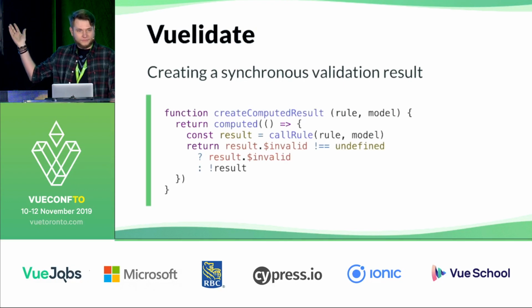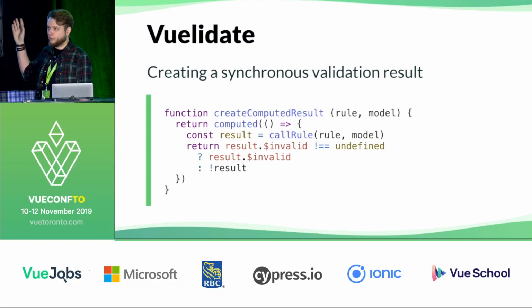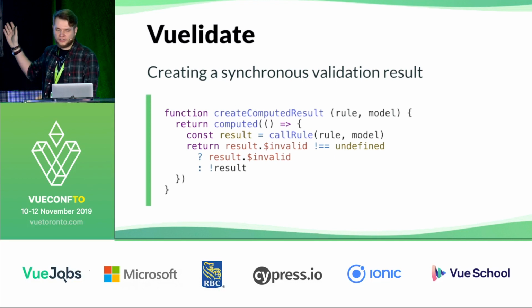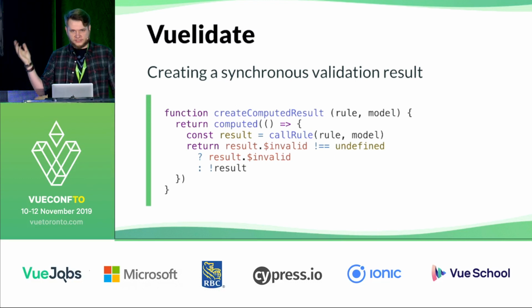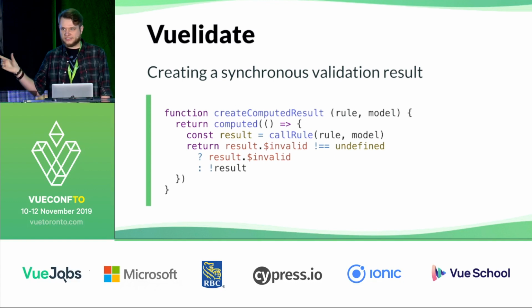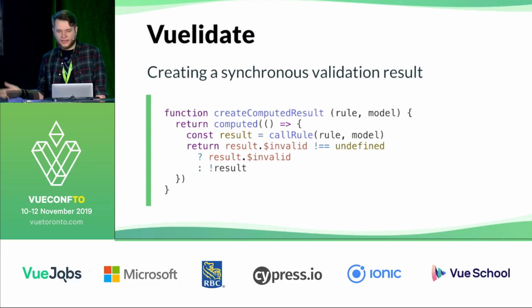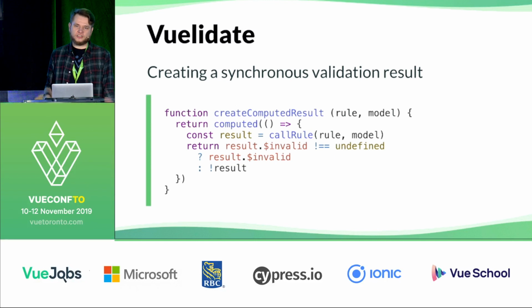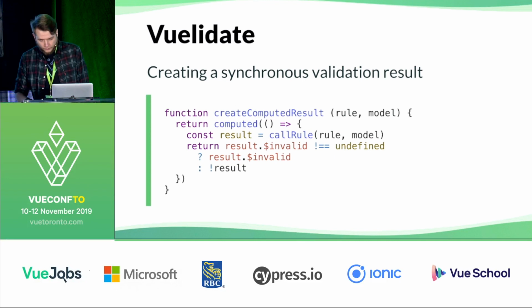So, some improvements to the VueLidate library. To create a validation result, which is synchronous, we can just create a new computed property. Inside, we take the rule, take the validator, run it against the model, so the state that we want to validate, and depending on what it returns, we return the value. That's a computed property. It's going to be lazy.